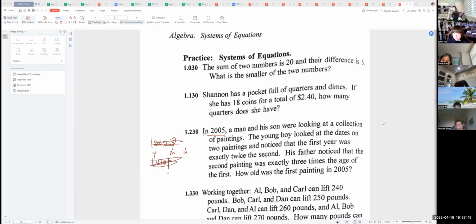不能1010。就比如说公元987年画的这幅画，那第一幅画就是1974年画。Okay. So the first year is twice the second. His father noticed that the second painting was exactly 3 times the age of the first. 那因为这个数字越大，说明他最年轻嘛。Do you understand?